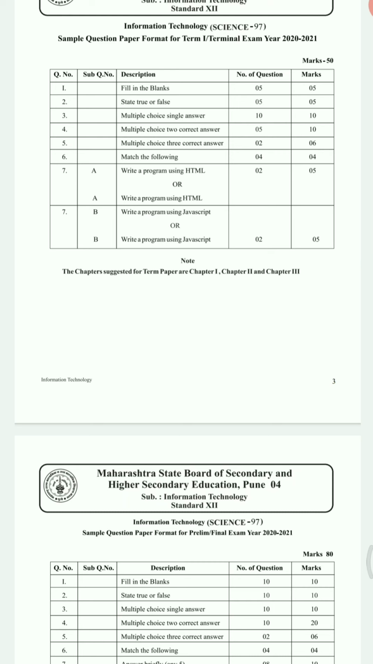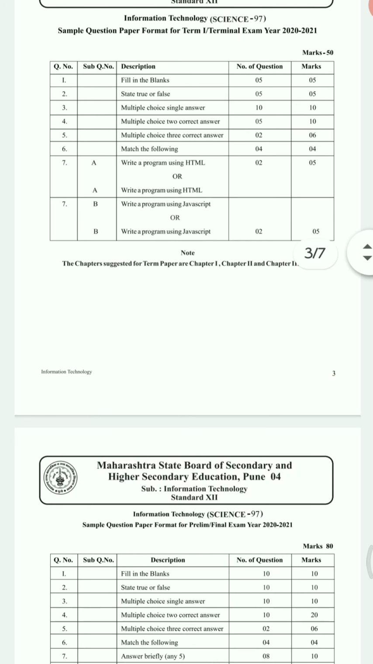Next is the first term exam, that is the half syllabus exam. The weightage for this exam is 50 marks. The paper pattern will be filling the blanks, 5 questions, 5 marks, 1 mark each. State whether true or false, 5 questions, 5 marks, 1 mark each. Multiple choice single answer correct, 10 questions, 10 marks. Multiple choice with 2 correct answers, 5 questions, 10 marks, 2 marks each. Multiple choice with 3 correct answers, only 2 questions, 6 marks, 3 marks each. Match the following, 4 questions, 4 marks.